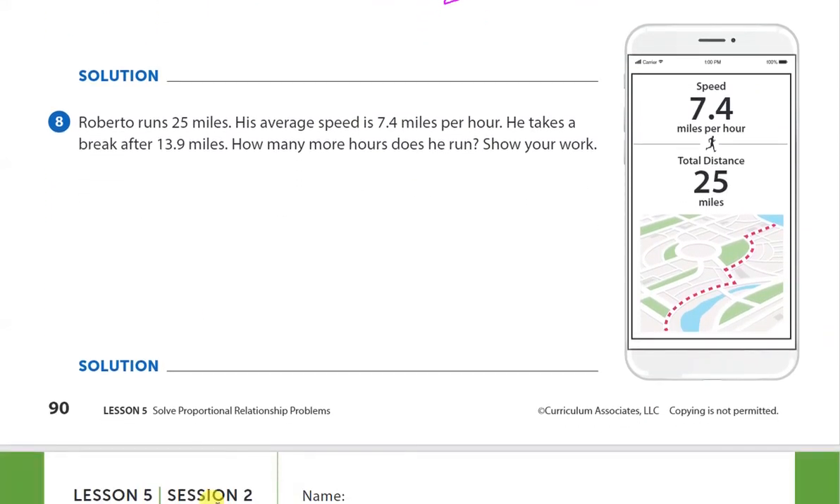Number 8. Roberto runs 25 miles. His average speed is 7.4 miles per hour. That's his unit rate. 7.4 miles per hour. The per hour means it's the unit rate. He takes a break after 13.9 miles. How many more hours does he run? Show your work.